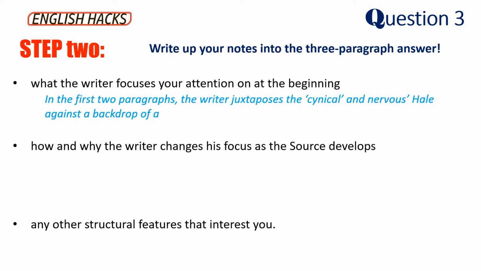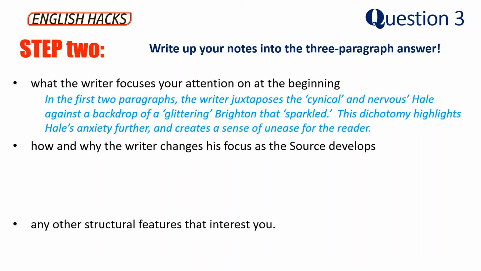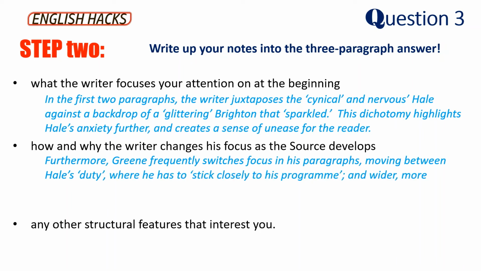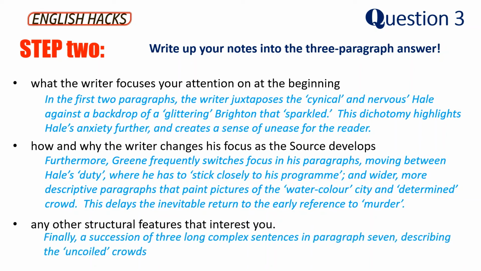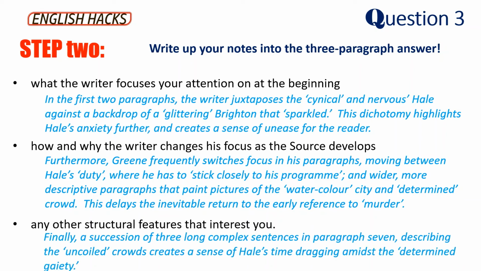In the first 2 paragraphs, the writer juxtaposes the cynical and nervous Hale against the backdrop of a glittering Brighton that sparkled. This dichotomy highlights Hale's anxiety further and creates a sense of unease for the reader. Furthermore, Green frequently switches focus in his paragraphs, moving between Hale's duty, where he has to stick closely to his programme, and wider, more descriptive paragraphs that paint pictures of the watercolour city and determined crowd. This delays the inevitable return to the early reference of murder. Finally, a succession of 3 long complex sentences in paragraph 7 describing the uncoiled crowds creates a sense of Hale's time dragging amidst the determined gaiety.